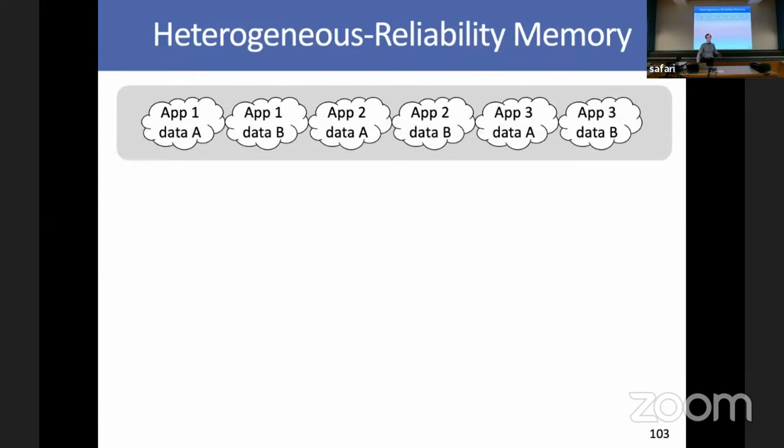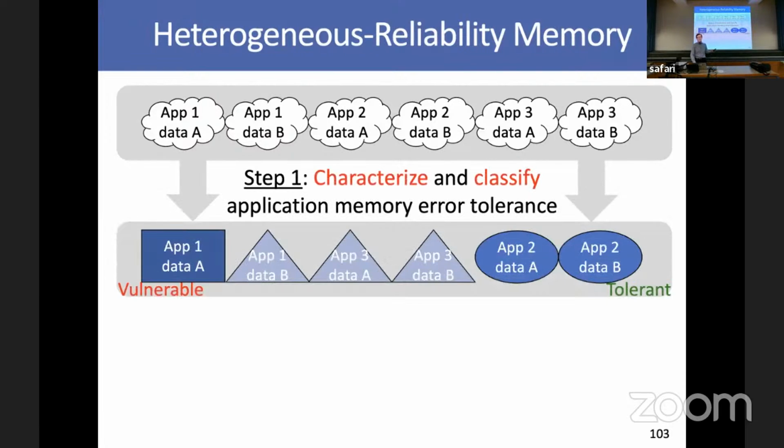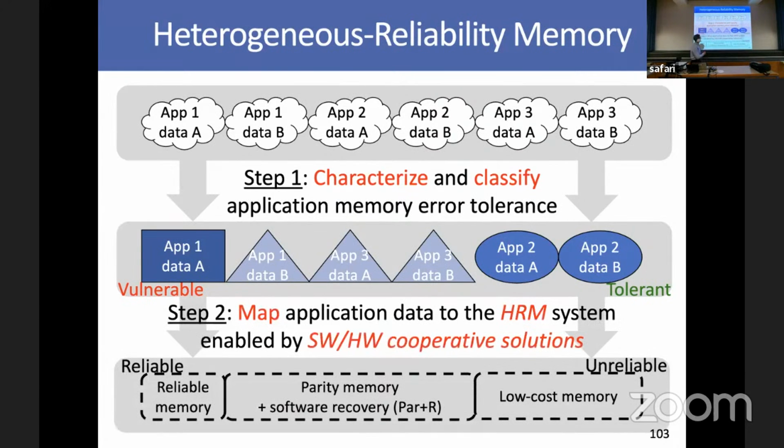Okay, so basically the general idea is heterogeneous reliability memory. You can think of this as many applications and many different data. And you characterize and classify the error tolerance of different data and applications. And it's a continuum, as you can see, of different error tolerance levels. And you map application data to the heterogeneous reliability memory system using software-hardware cooperation.